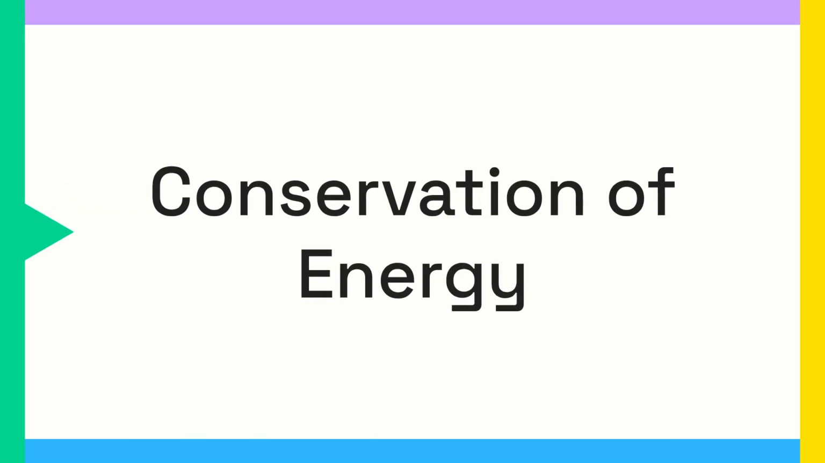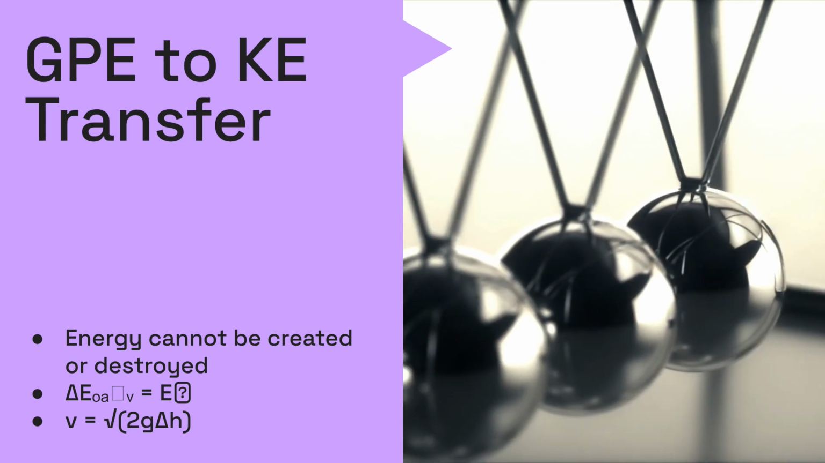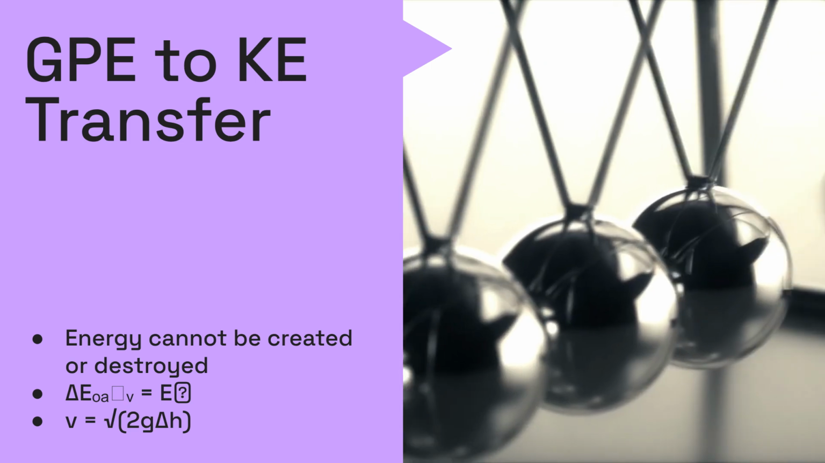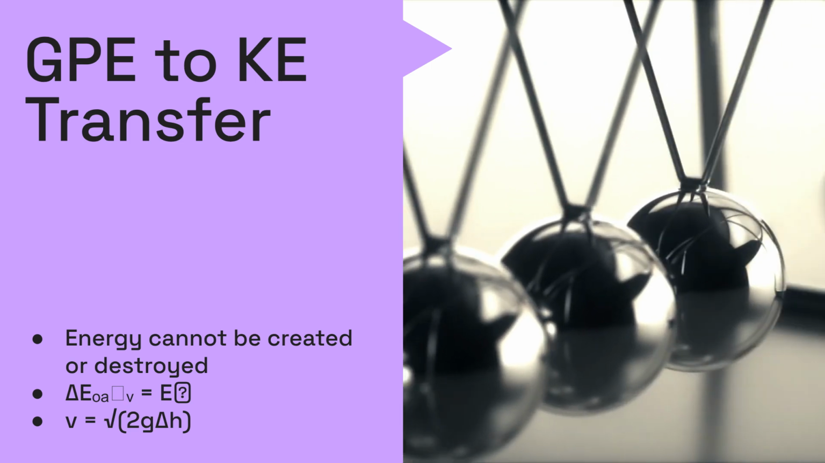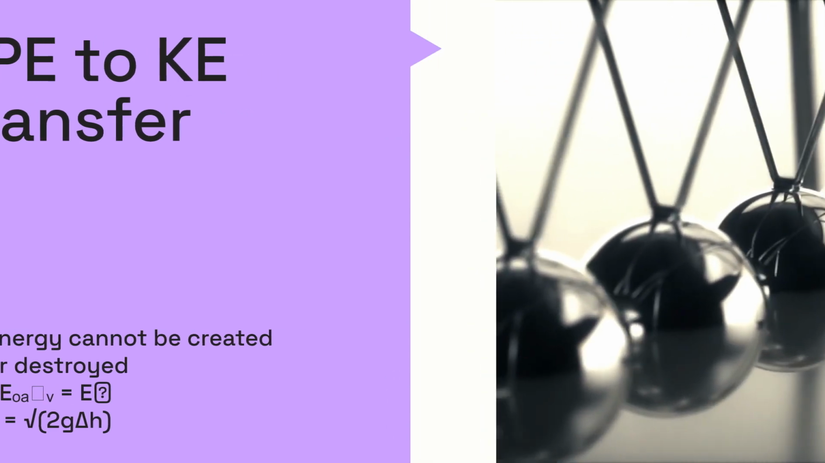We now turn to one of the most fundamental principles in physics, the conservation of energy. The principle of conservation of energy states energy cannot be created or destroyed. As an object falls, GPE is transferred to kinetic energy. If we ignore air resistance, the mass cancels out, confirming Galileo's idea that all objects fall at the same rate. v equals the square root of 2gΔh.